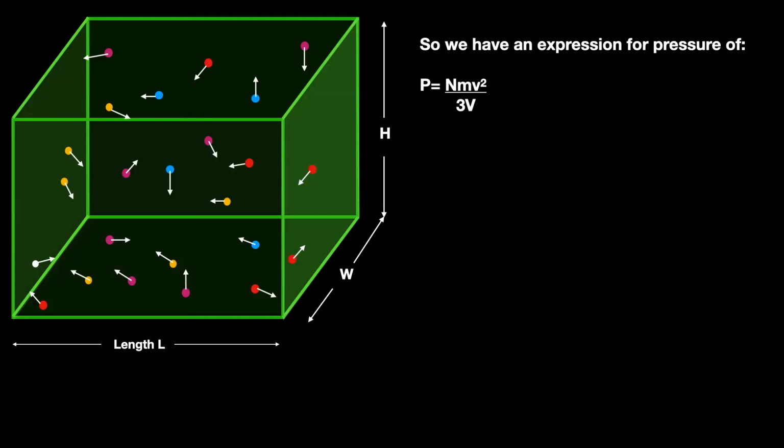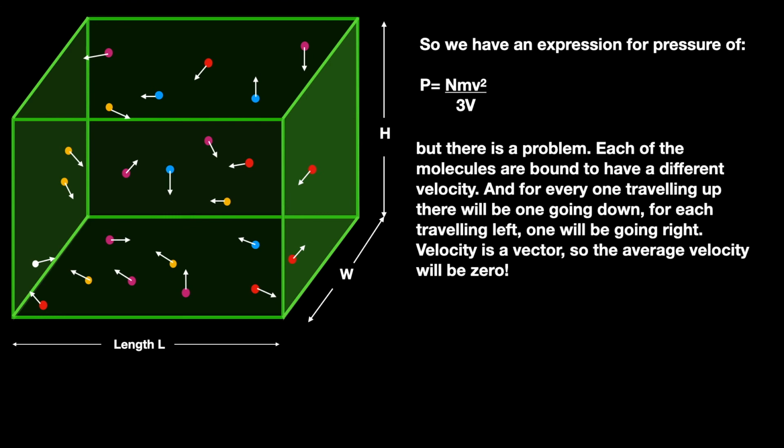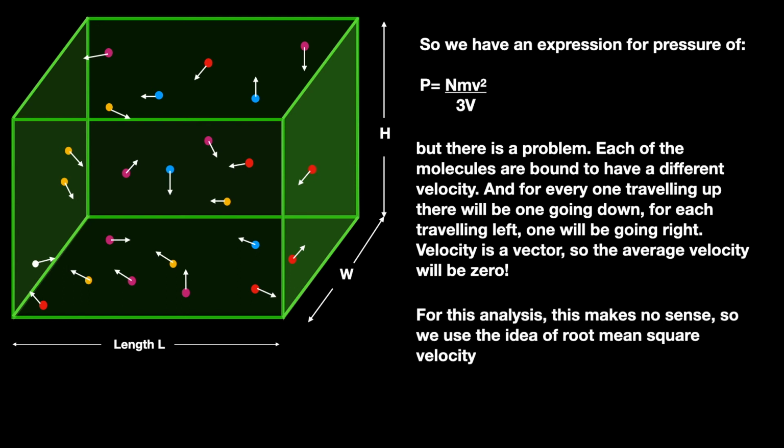Now, just a final couple of steps before we extract something which is fairly useful. The first one is to get round a bit of an algebraic problem. As we've said, all these molecules are going in different directions. For every one going up, there'll be one going down. For every one left, there'll be one right, and so on. And velocity is a vector. And so if we take an average velocity, that's going to be 0. And that's going to make a nonsense of our expression.